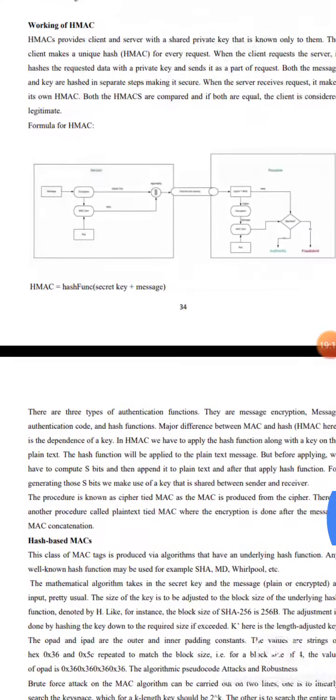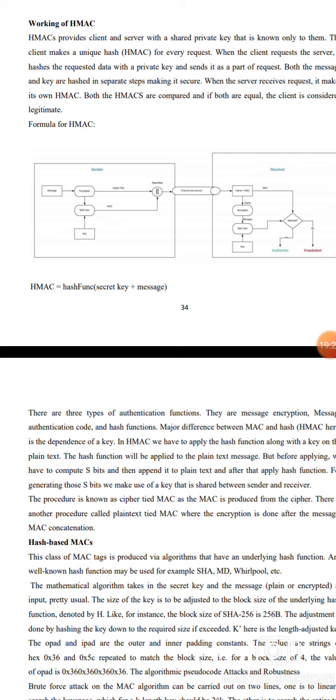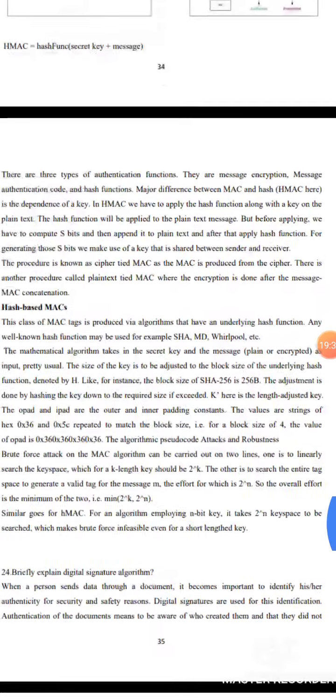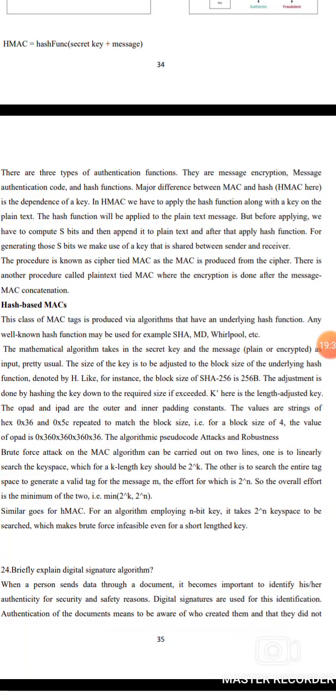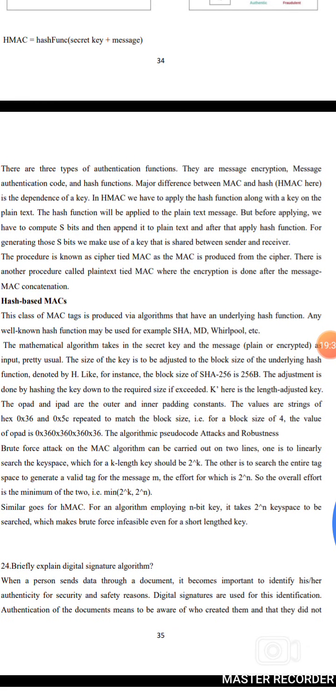In this diagram, we explain HMAC. The formula is HMAC equals the hash function of the secret key plus the message. The three different authentication types, MAC, HMAC and hash MAC, are defined.